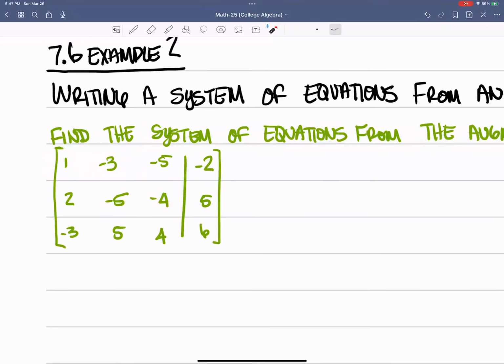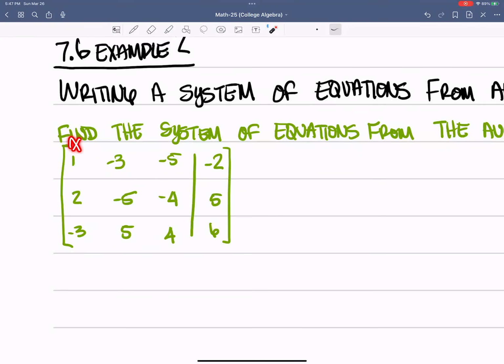And zooming in here, the first column is our X column, the second column is our Y column, third column is our Z column, and the last column is our constants column. This vertical line here separates all the variable coefficients from our constants. So coefficient is just the number in front of our variable. So that's what these are. And lastly, each horizontal row, each row is a separate equation.